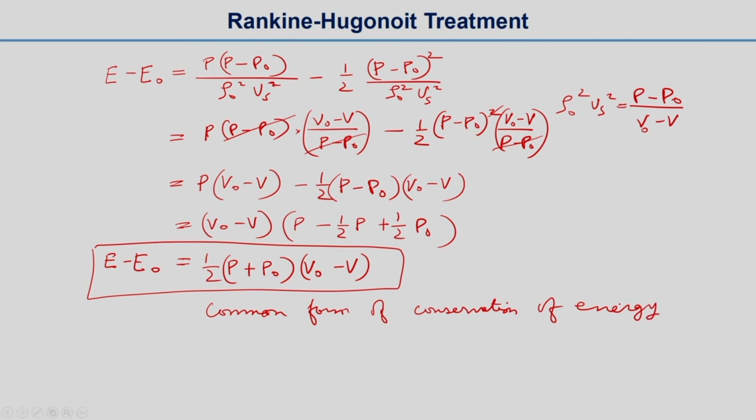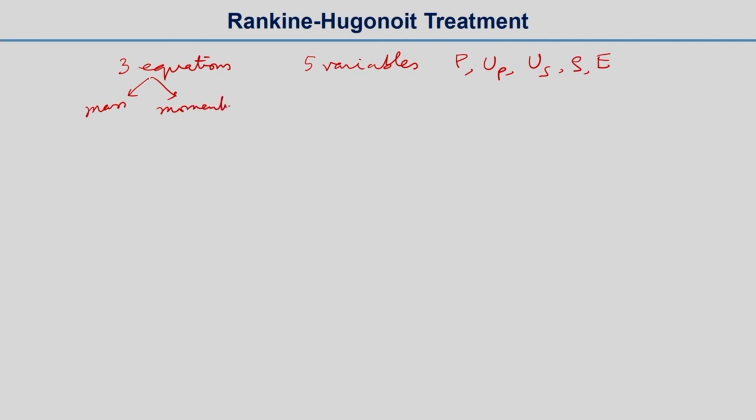So as we have discussed, we had three equations, that is conservation of mass, conservation of momentum, and conservation of energy, and we had 5 variables that we found as P, UP, US, density, and then E, and these 3 equations are mass, momentum, and energy conservation equation.